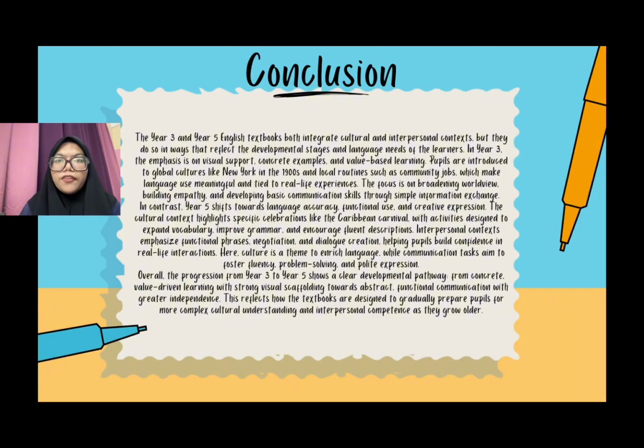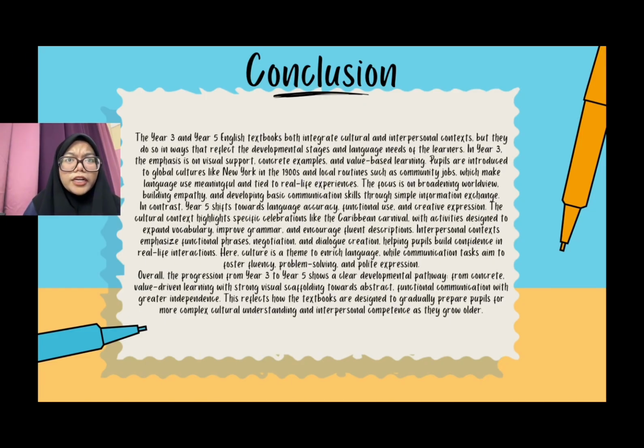In contrast, Year 5 shifts towards language accuracy, functional use, and creative expression. The cultural context highlights specific celebrations like the Caribbean Carnival, with activities designed to expand vocabulary, improve grammar, and encourage fluent descriptions. Interpersonal contexts emphasize functional phrases, negotiation, and dialogue creation, which helps pupils build confidence in real-life interactions. Here, culture is a theme to enrich language, while communication tasks aim to foster fluency, problem-solving, and polite expressions.